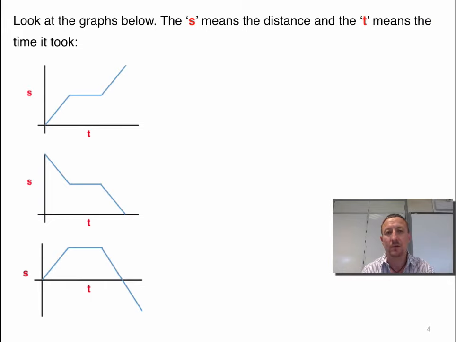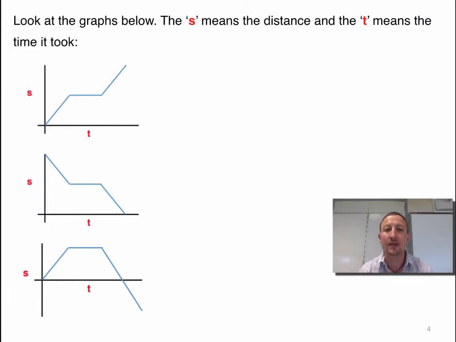If it's horizontal, it means that the distance doesn't change over time. In order for us to not change distance over time, we need to stop. So we went at a constant speed for a certain distance and a certain time, then we stopped, and then we went at a constant speed again and ended up a certain distance away, in front of home.